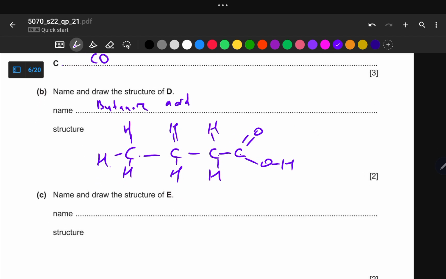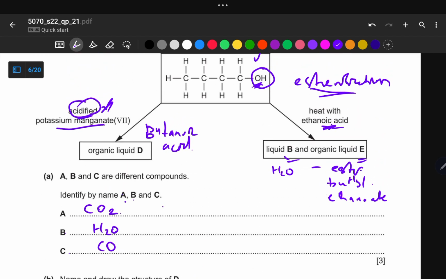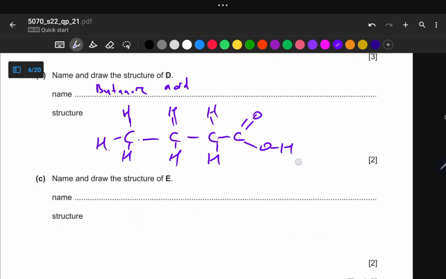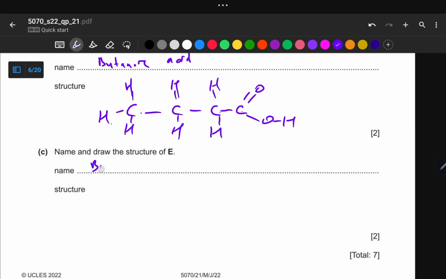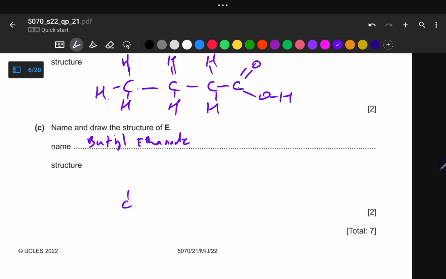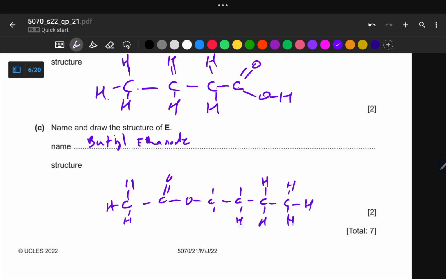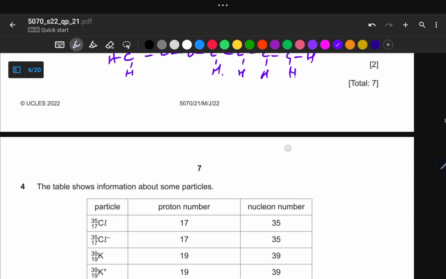And we go on to C. Name and draw the structure E. So for the structure E, we say it is an ester, butyl ethanoate, right? As simple as that. So for the structure, we are simply going to have C, and we are going to have this ester linkage, and we are going to have this butyl group, right? 1, 2, 3, 4, right? As simple as that. And we are done, right?